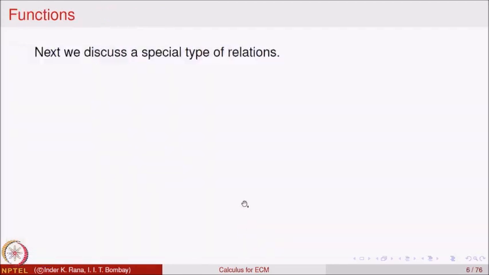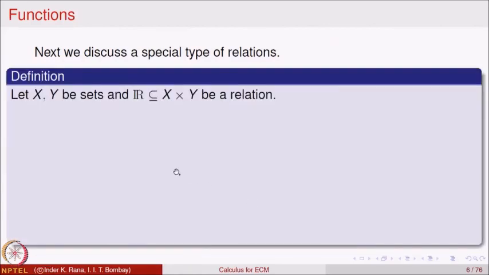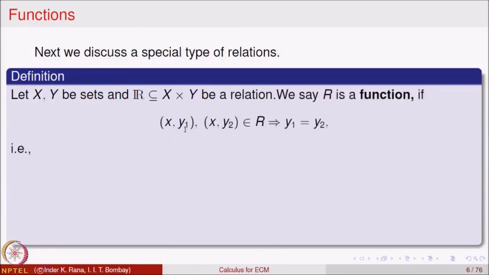Next, we are going to look at some special kind of relations. Let us have two sets X and Y, and let us say R is a relation from X to Y. Then we say that if (x, y1) and (x, y2) belong to R implies y1 is equal to y2, and this relation has this property, then we say it is a function.